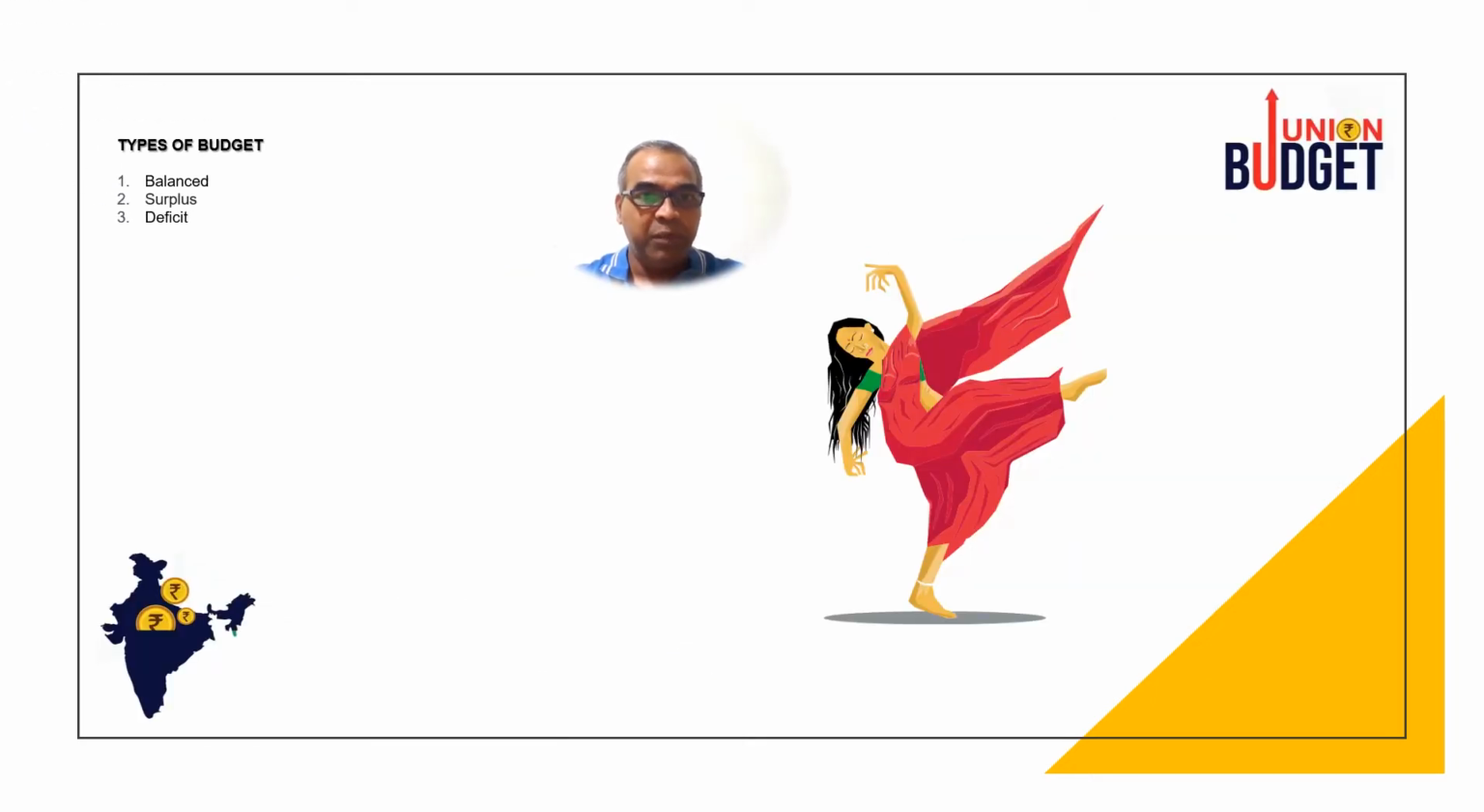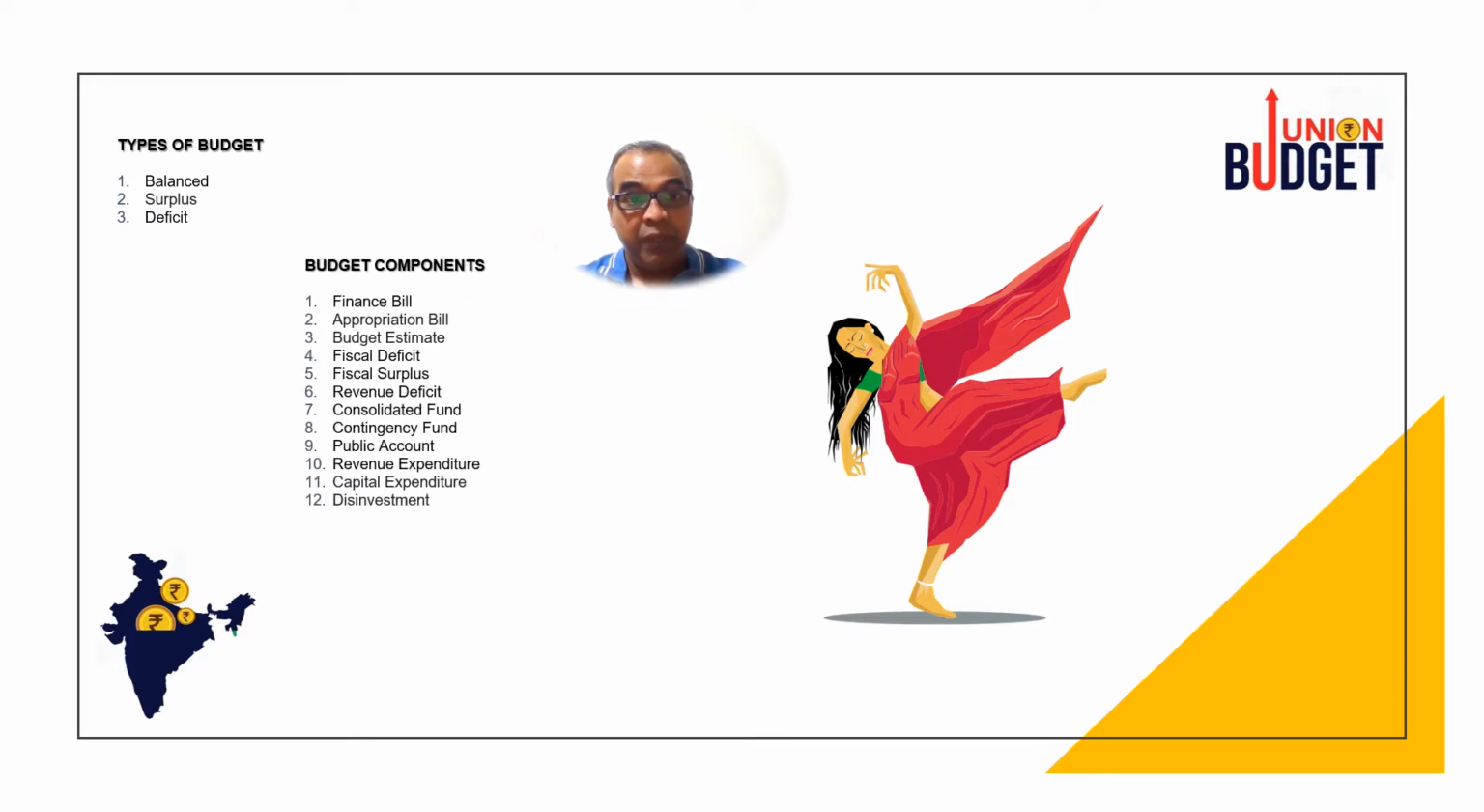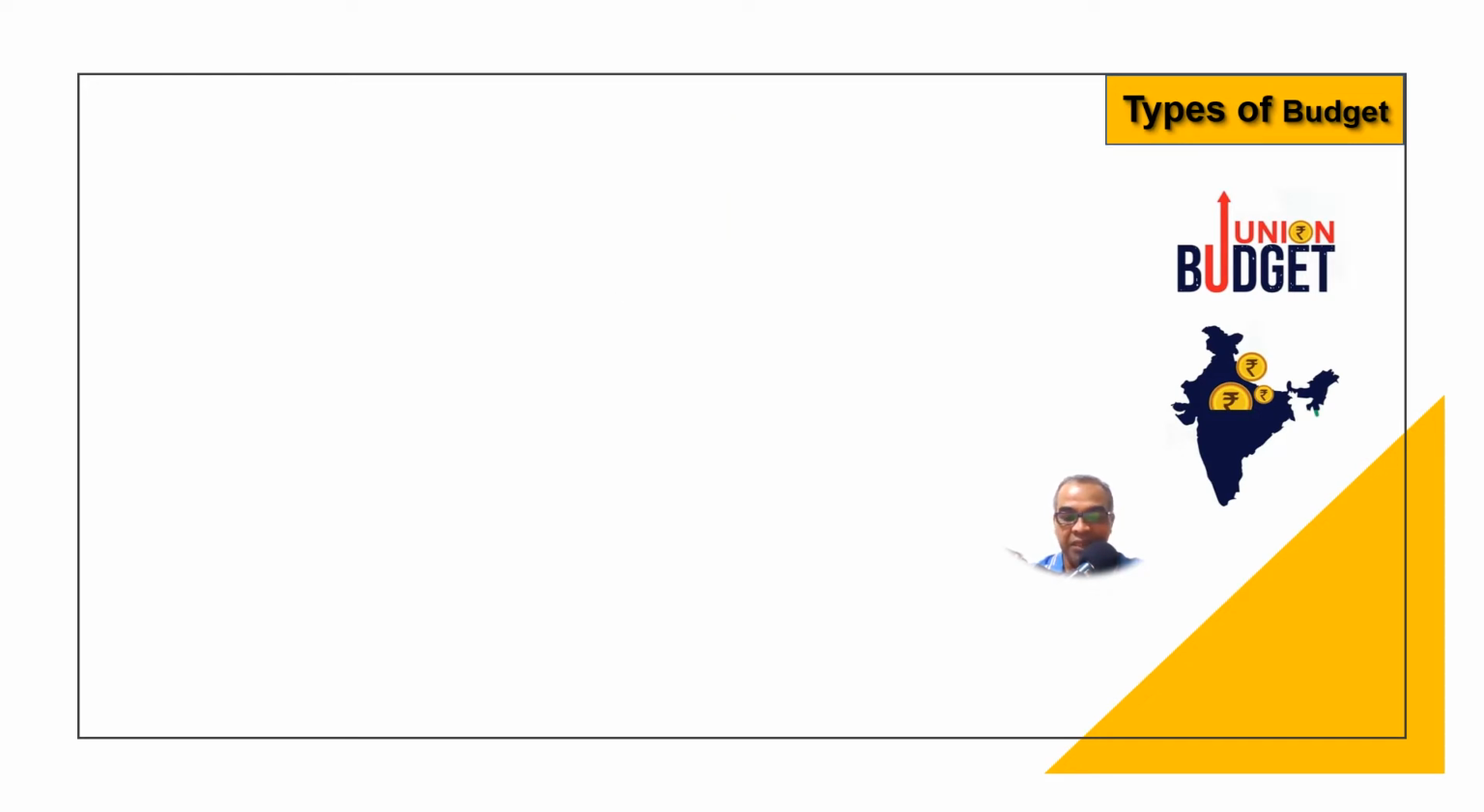There are three types of budget: balanced budget, surplus budget and deficit budget. The budget components are divided into 12 parts, which include the finance bill, appropriation bill, budget estimate, fiscal deficit, fiscal surplus, revenue deficit, consolidated fund, contingency fund, public account, revenue expenditure, capital expenditure, and disinvestment. And the tax types are of 5 types: direct tax, indirect tax, income tax, corporate tax, and exemption tax. So let us understand the budget types now.